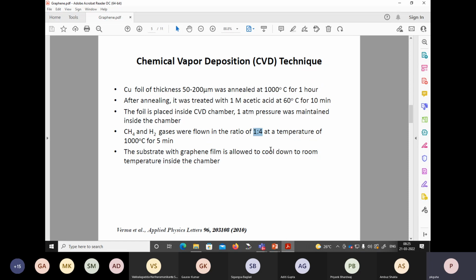The substrate with graphene film is allowed to cool down to room temperature inside the chamber. You can then detach that graphene film, which is grown on copper foil, from the copper foil. There are ways to do that. So this, in a nutshell, is the chemical vapor deposition method for realizing graphene. Similarly, I have mentioned the papers' names. You can go through them if you want to know more about it.